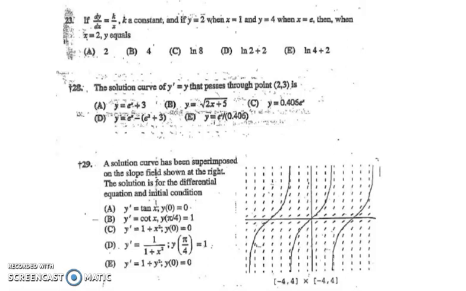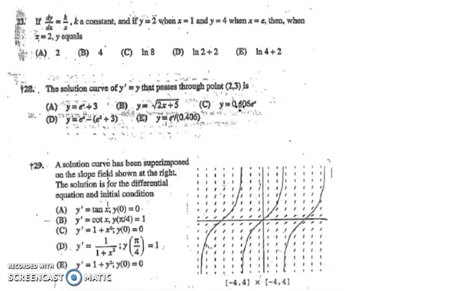All right, we've got some multiple choice problems on differential equations. Let me move this over and I'll go ahead and get started. First three problems here. We have a differential equation where k is a constant and they're telling us that y equals 2 and x equals 1. So that's our initial condition, the point (1, 2).